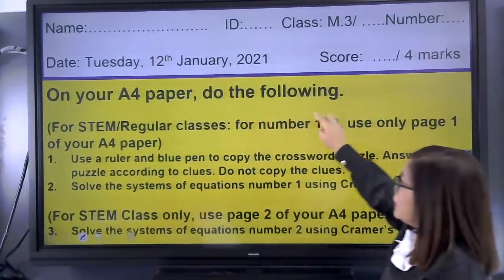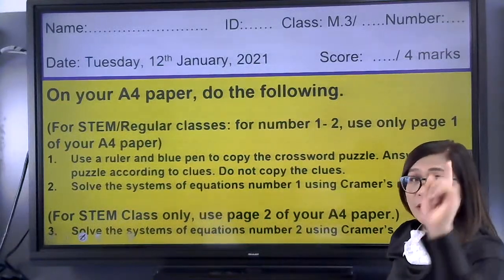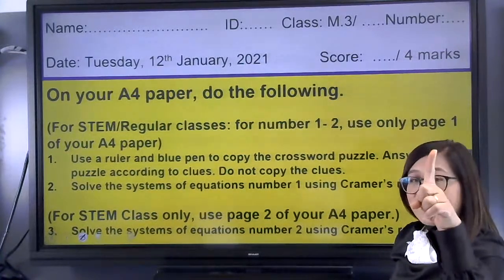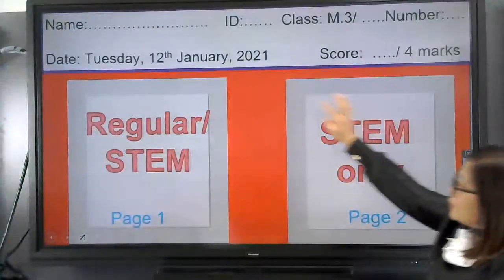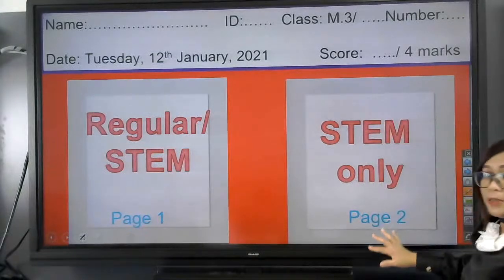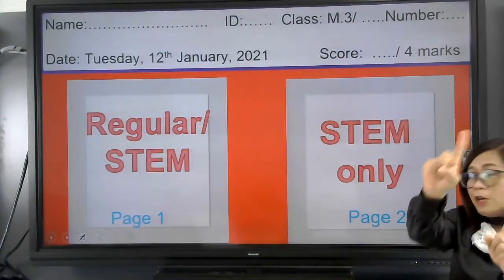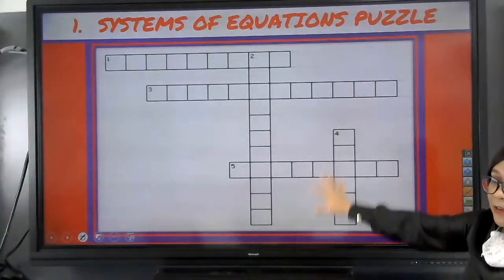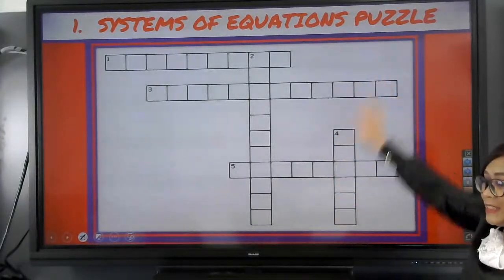Everything, the format, you have to write it on your A4 paper. Regular class students, you do only page 1. For STEM classes, you have to do page 1 and page 2. So STEM, you'll do page 1, page 2. Regular, only 1. Okay, you just take a photo of this.